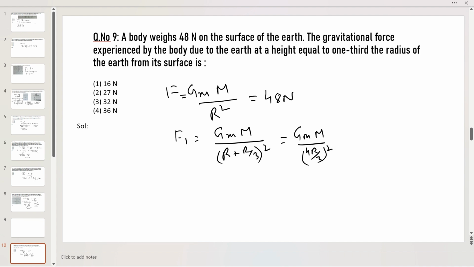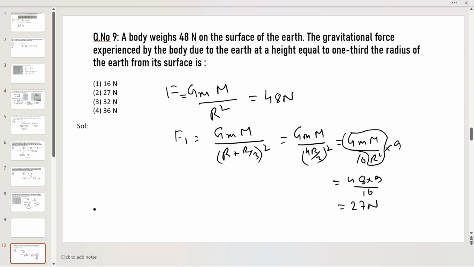So if you place the value here, you see what you are going to get: GM by 16 r square over 9. The value of GM by r square is 48. So 48 into 9 by 16, you are going to get 27 Newton. So this is your answer.